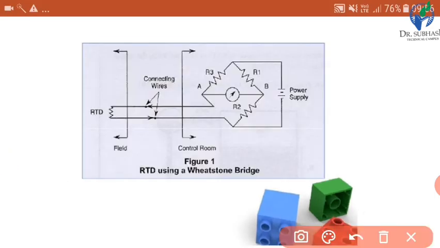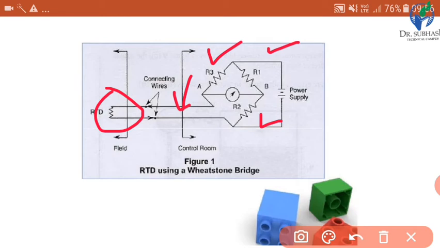Here we can see one typical RTD using a Wheatstone bridge. Here we can see that R1, R2 and R3 are precision resistances. It means their values are very accurate. And this one is the resistance of the RTD. It is connected through connecting wires in one arm of the Wheatstone bridge.